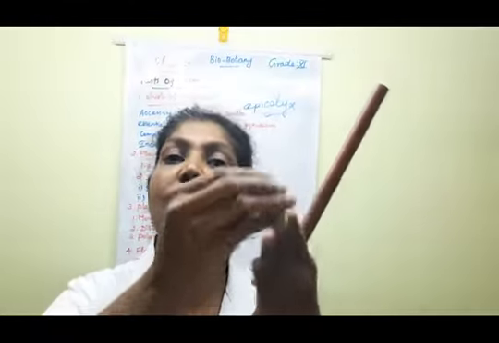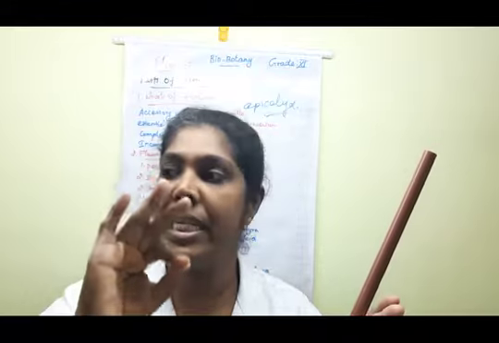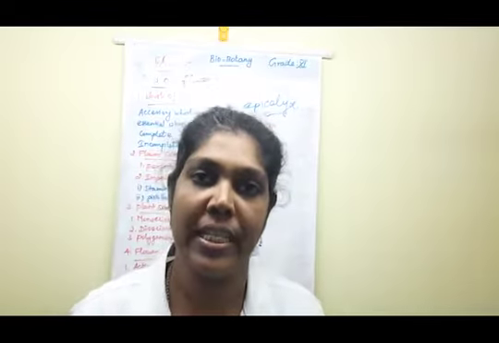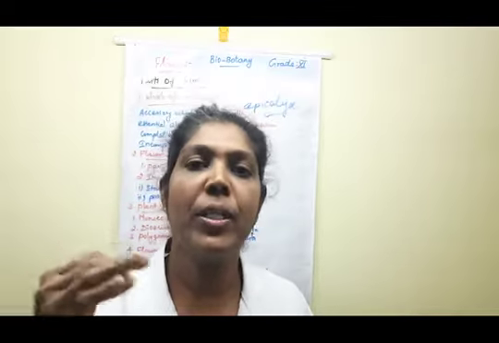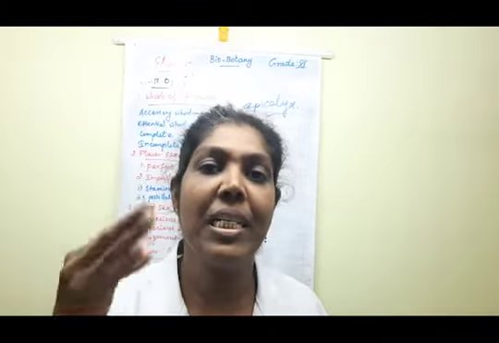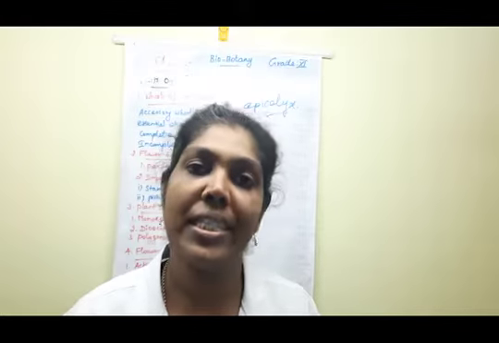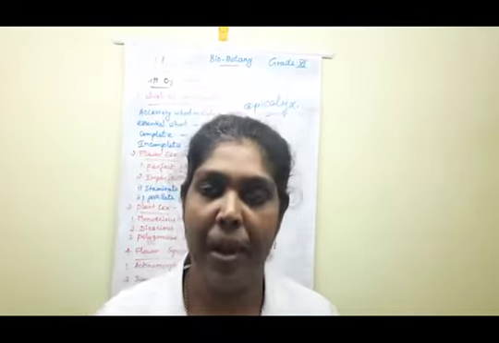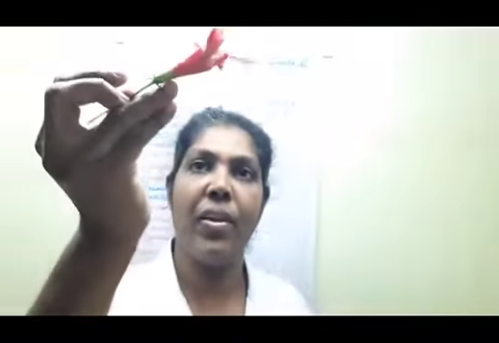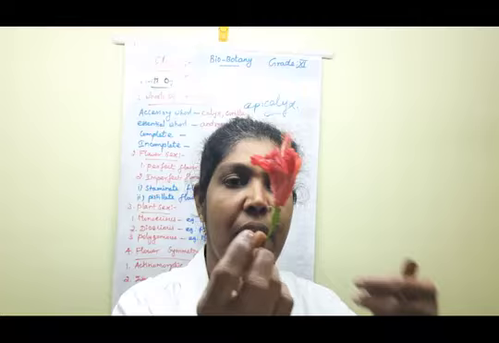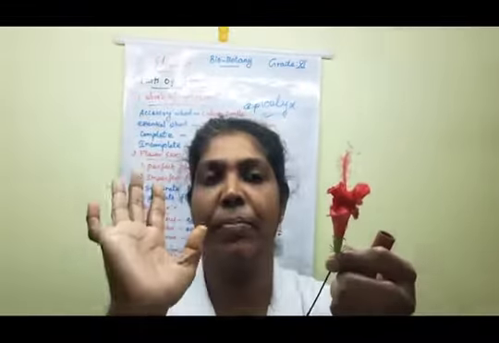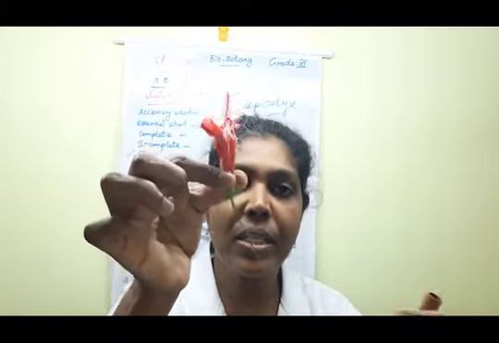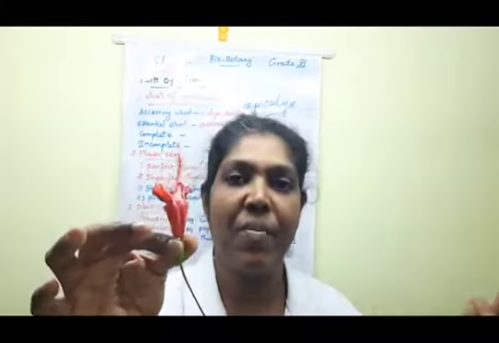Clear? The presence of all these four whorls in the flower is what we call a complete flower. Suppose any one of the whorls is absent, that is known as an incomplete flower. Clear? Suppose we are looking at a flower where all the whorls are present: the calyx whorl, corolla whorl, androecium and gynoecium. All the whorls are present.